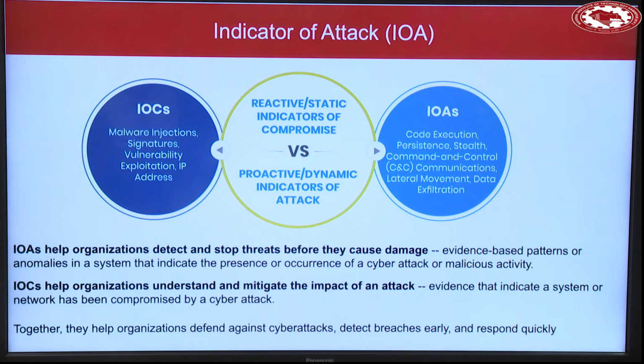Okay. The other term is called indicator of attack. Indicators of attack help organizations detect and stop threats before they cause damage. On the other hand, indicator of compromise helps organizations understand and mitigate the impact of an attack. So as its name suggests, indicator of attack. What we are essentially trying to understand is based on whatever indicators we have.